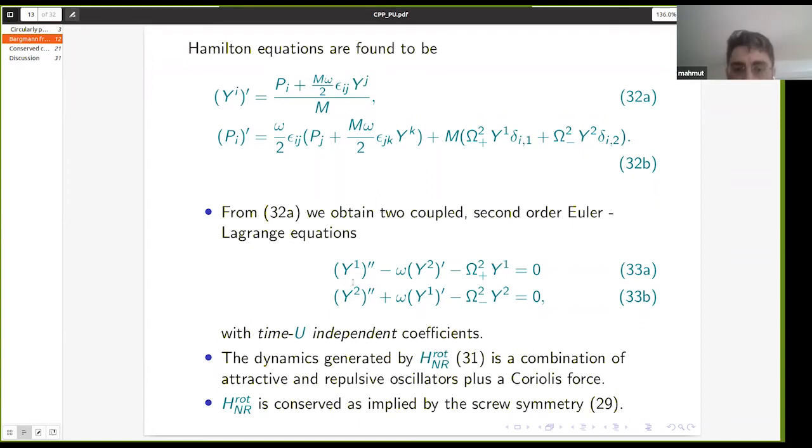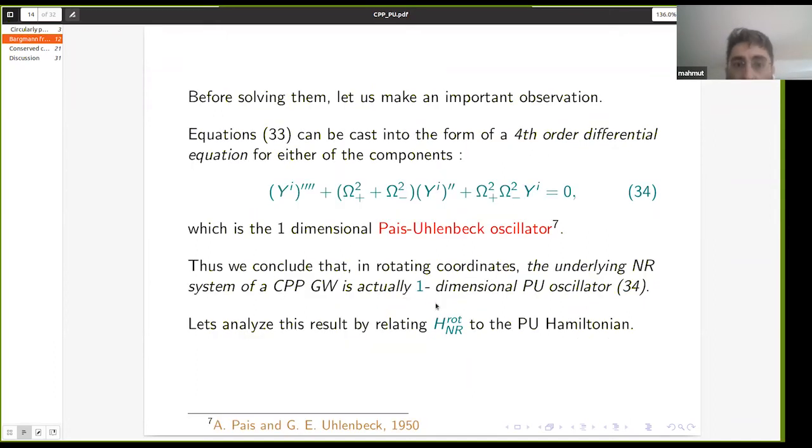You can actually combine these two equations and you end up with a fourth order equation for each y. So you can choose one of them, and it becomes a fourth order equation. And this fourth order equation is known as the Pais-Uhlenbeck oscillator equation.